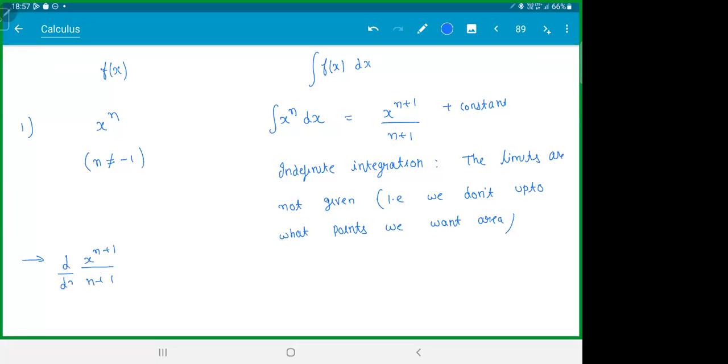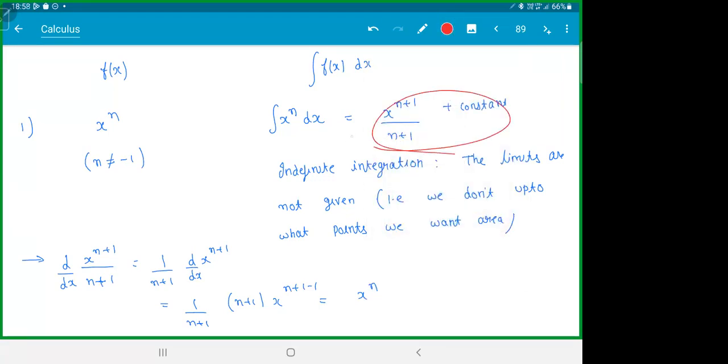So if you differentiate x power n plus 1 by n plus 1, see what do you get? This will be 1 by n plus 1 into n plus 1 into x power n plus 1 minus 1. You get x power n back. This is what I was saying. If you differentiate this function, you get this function back. Check. But here, this is the main formula to remember.